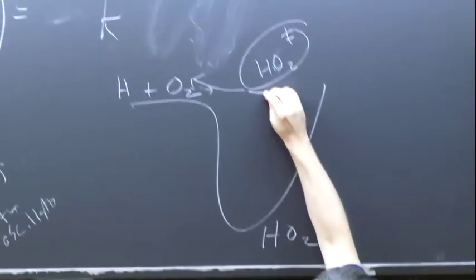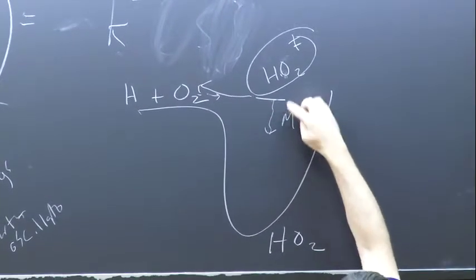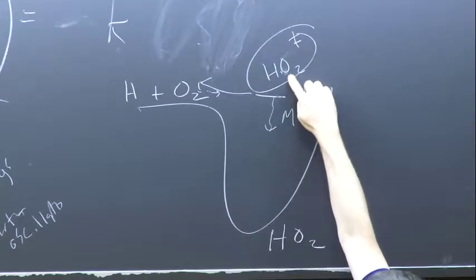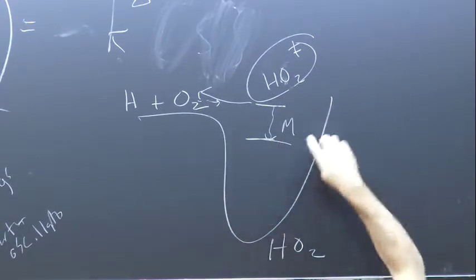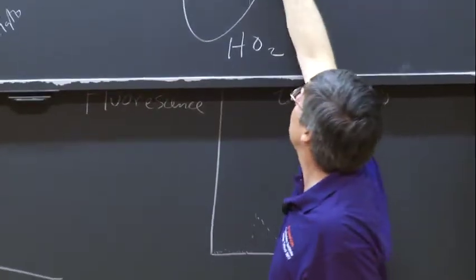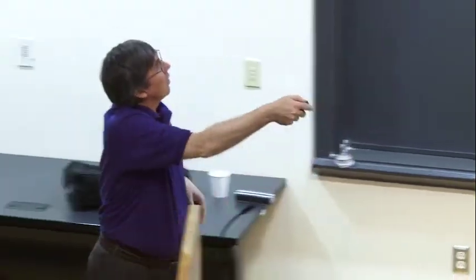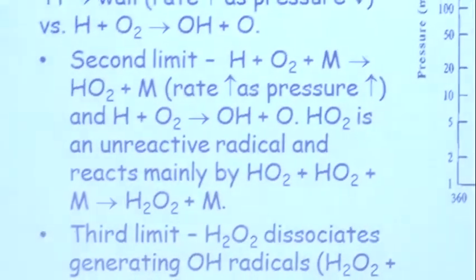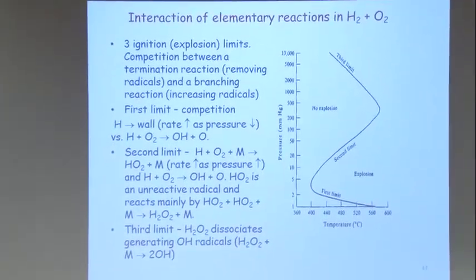This reaction is only effective because you have a collision. Something else, M, collides and takes away some of the energy of the vibrationally excited HO2 and makes it HO2 that's down in the well, is trapped. And now you've net run the reaction. And this is rate limiting at low pressures. So that's what you see here, that if you're at low pressure, that reaction is negligible. This H plus O2 plus M is negligible.